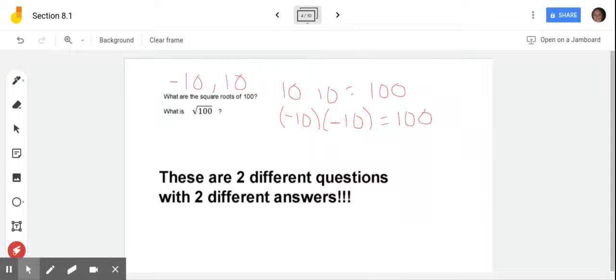Now, when I'm talking about the square root with this symbol around it, I can only have positive numbers as my outcome. I don't account for the negative number anymore. So for this one, 10 is the only answer. Okay? It's two different questions, two different answers. They're not asking the same thing. What are the square roots of 100 and what is the square root of 100 are not the same question.